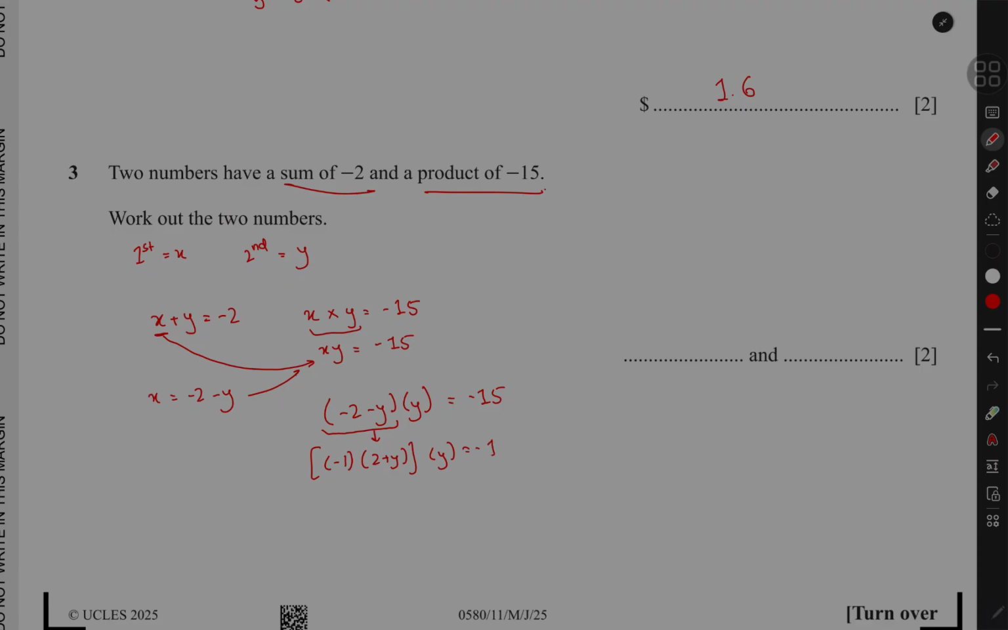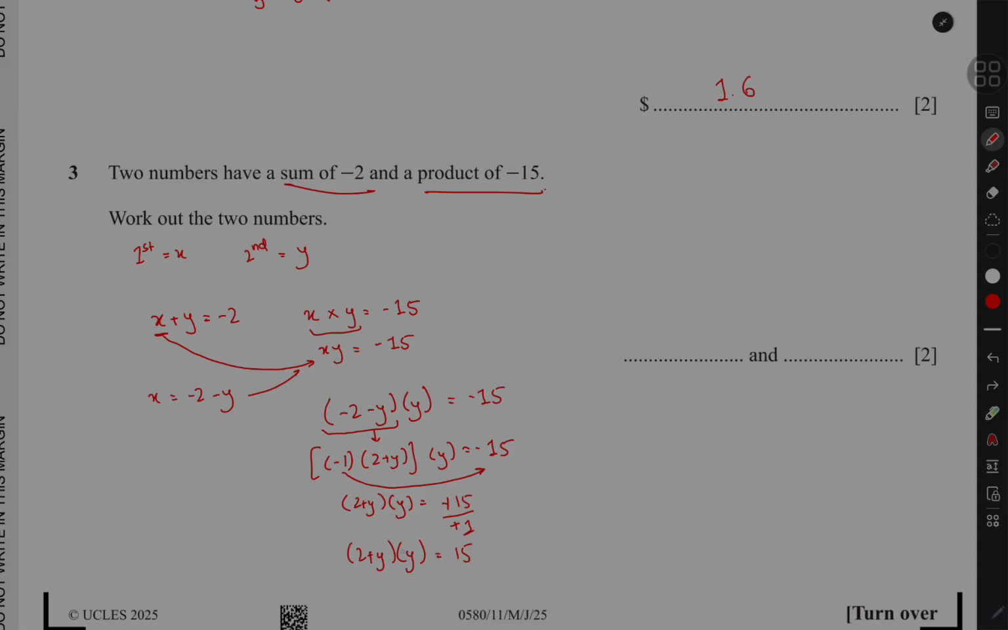Now I can take this -1 and bring it over here. So that would give me (2 + y) multiplied by y is equal to -15 over -1. We can cancel both these negatives, and that gives me (2 + y) multiplied by y is equal to 15. Okay? 15 over 1, but writing over 1 isn't necessary.